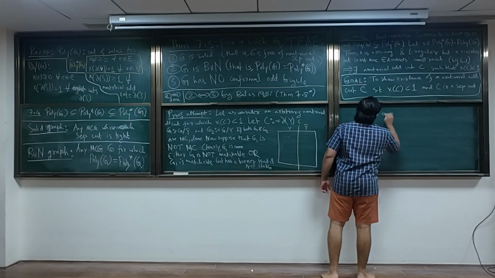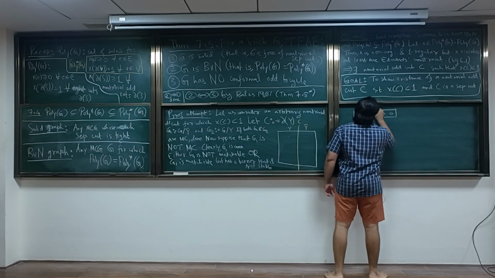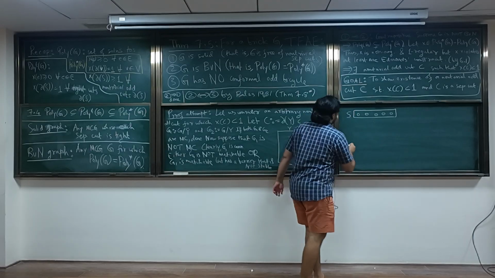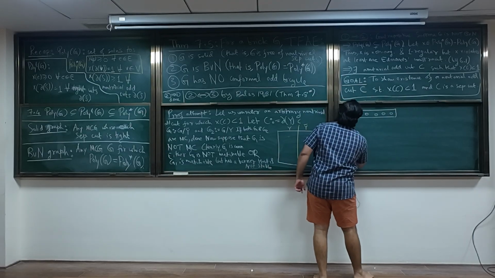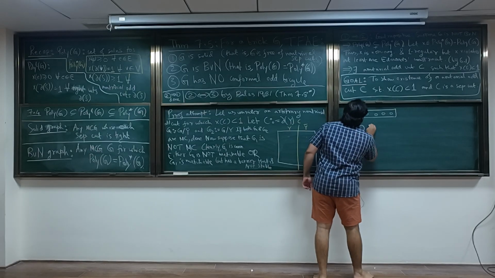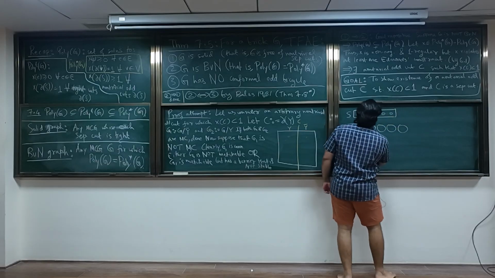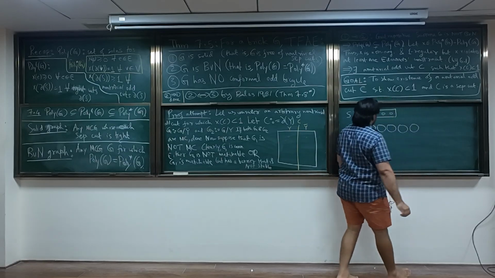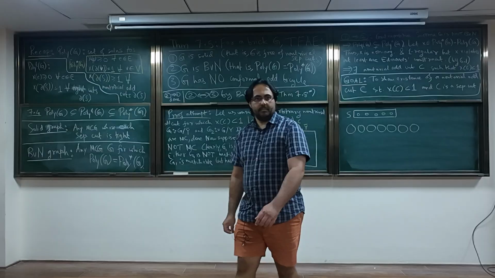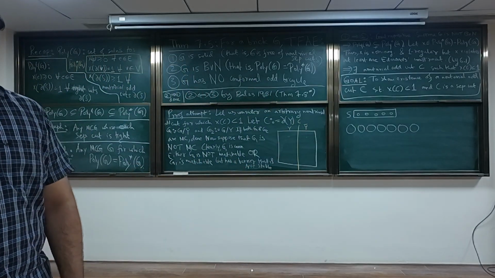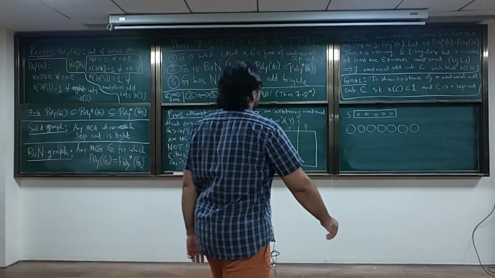So that means it will have a Tutte set S. Let's say I have 5 vertices without loss of generality, and let's say I have 7 or more odd components. Even number of vertices, so I can draw at least 2 more odd components. Supposing this is happening in G1.